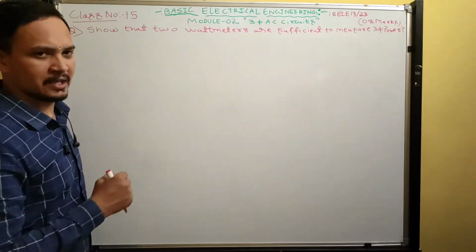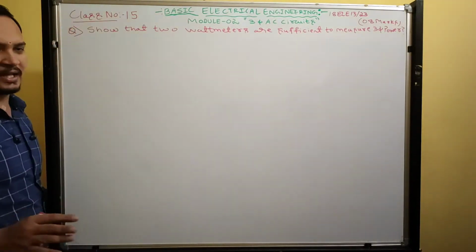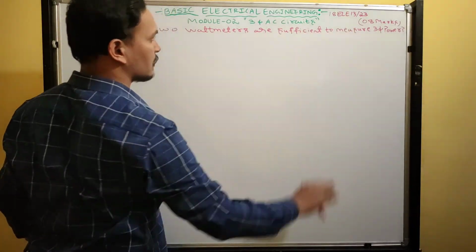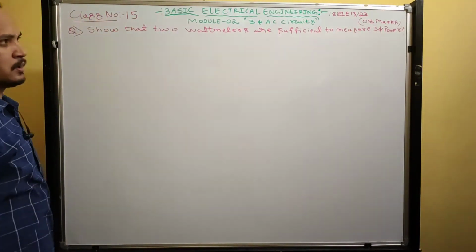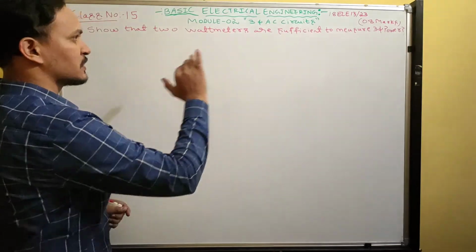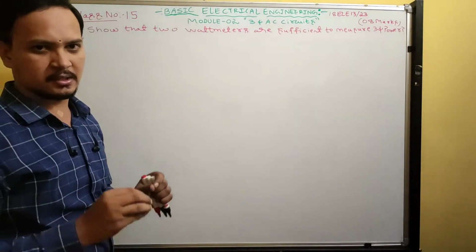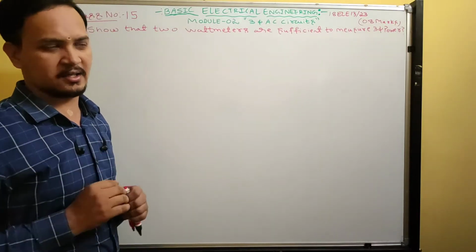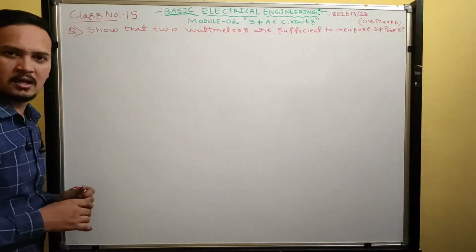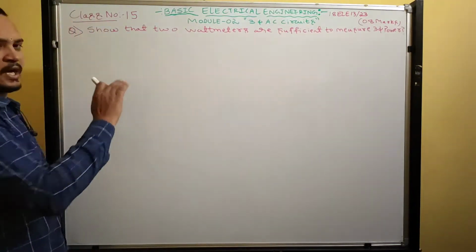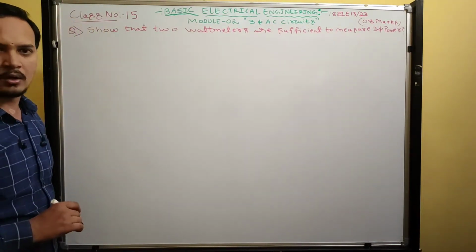Okay, we are doing a derivation. The question will be asked like this: show that 2 wattmeters are sufficient to measure 3-phase power. They have not specified the type of connection. In 3-phase there are 2 types of connection: star connection and delta connection, but they are not specified in the question. So we can derive power for both star as well as delta connected loads.